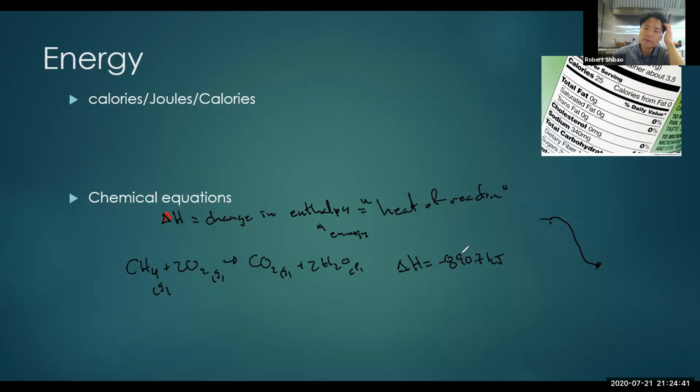Now, is it possible, let's say, that I'm going to burn negative 10 calories today? There's no such thing as negative 10 calories, just like there's no such thing as negative 890.7 kilojoules. That negative just refers to the direction. The negative sign tells direction.